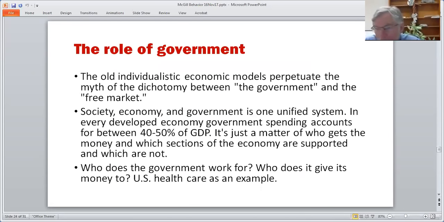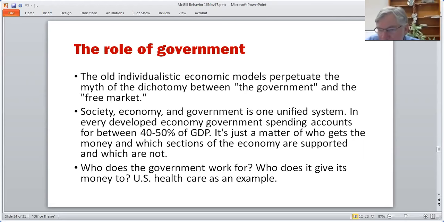Okay, so another thing, just to be the last thing I hit on, is the role of government. These individualistic models really perpetuate this myth of the dichotomy between the government and the, quote, free market. But in fact, every developed economy is really dominated by government spending. It's something between 40 and 50%. The US, it's about 42%. Sweden, Norway, it's about 50%. So it's just a matter of who gets the money and which sections of the economy are supported or not.